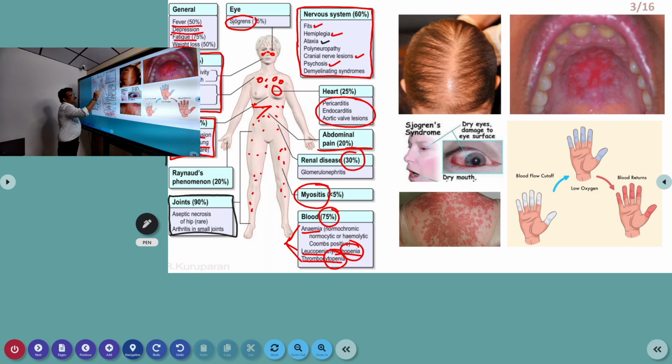Sometimes the liver also will be involved, so hepatitis can be there. A lot of findings can be there. So almost all organs in our body can be involved due to SLE.